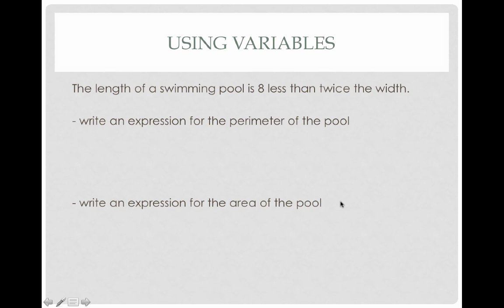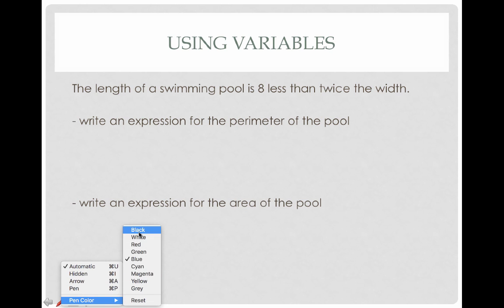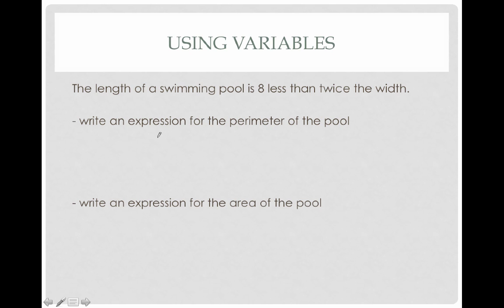Let's translate another one. The length of a swimming pool is 8 less than twice the width. Write an expression for the perimeter, write an expression for the area. So the perimeter, if I think about a swimming pool, the perimeter is the length plus the length plus the width plus the width. I add all 4 sides together, right? And for the area is length times width.